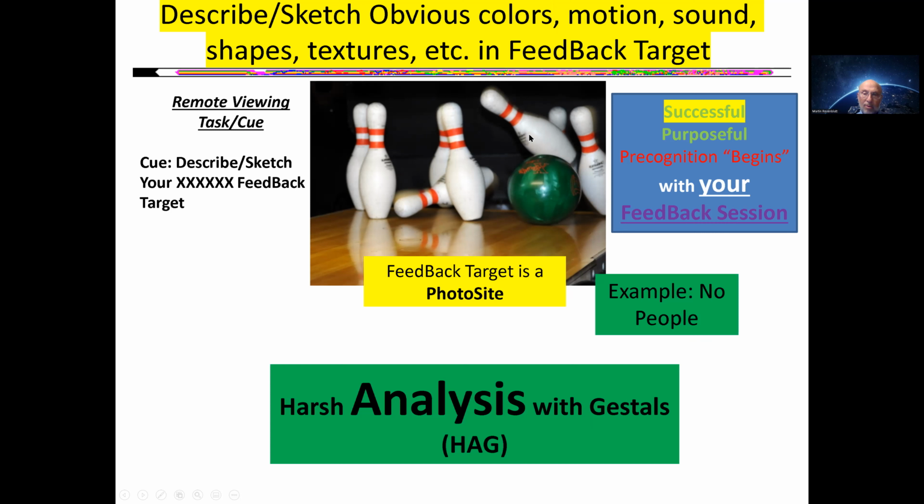Look at this photo site. It's a perfectly good, possible target. But notice there are no people. In raw HAG, if you had people on your transcript, you would get no credit for that. However, we give you the opportunity, the viewer is in charge of giving half credit and even full credit if you wanted to. But raw HAG would say, don't give any credit to it. There's no person in that photo.